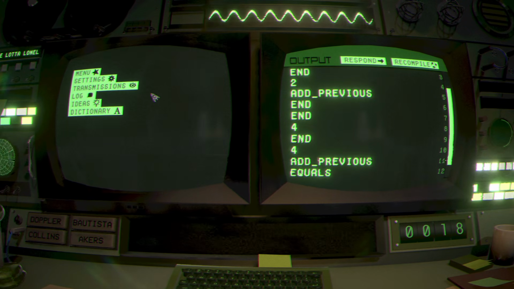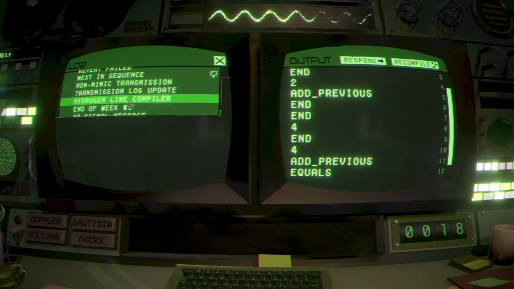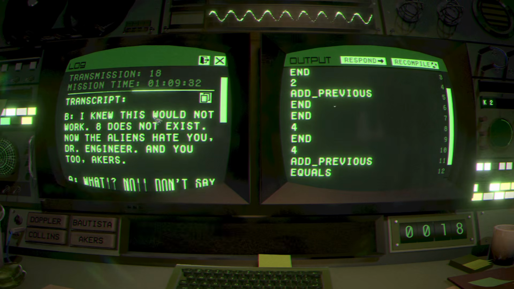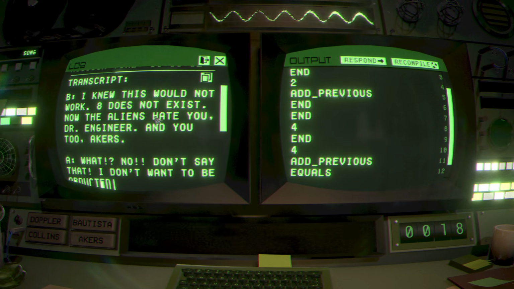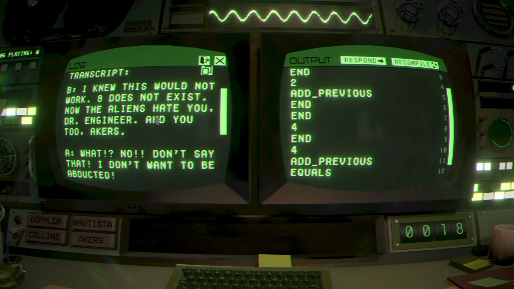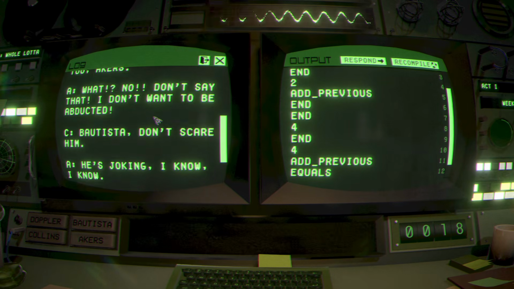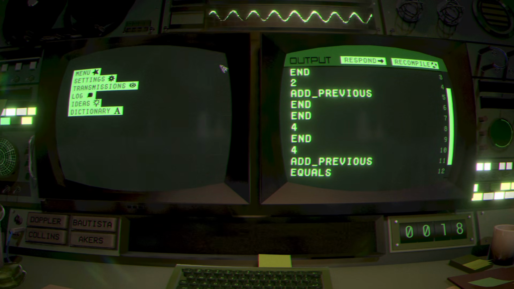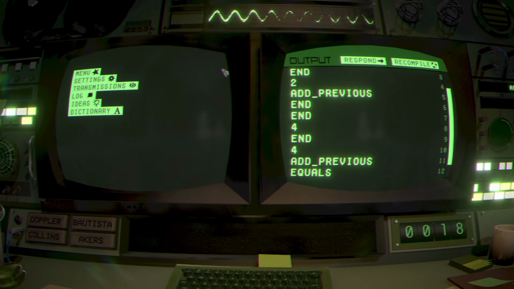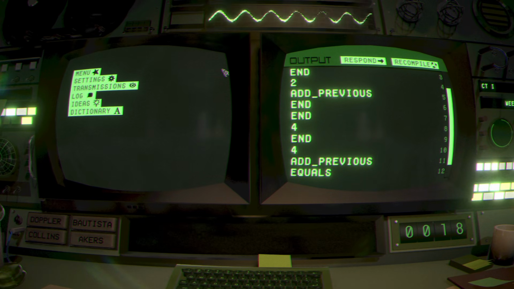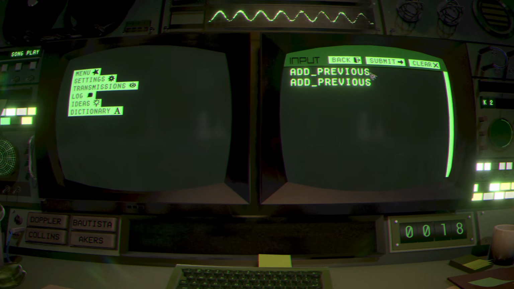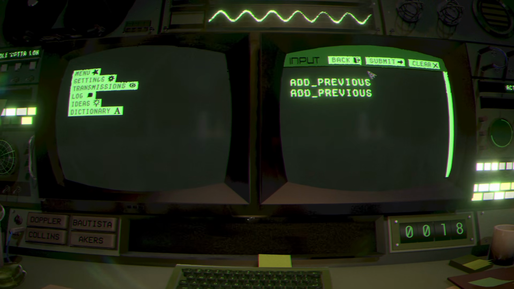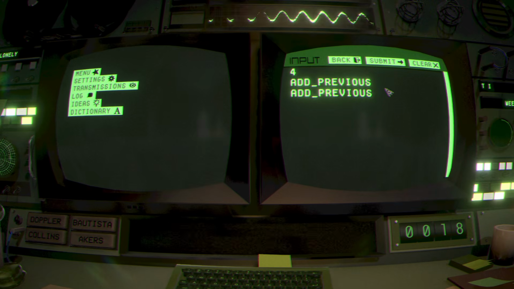Let me look at this log again real quick. Let me check this out. Maybe there's a hint in here that I missed. No 8s. I knew this would not work. 8 does not exist. Okay. So we can't say 8. Right, I get that, but how do we say 8? Maybe I say, okay, wait. Maybe I'm onto something here. 4, add previous once?